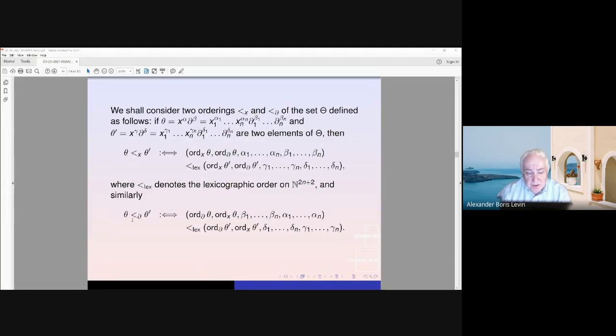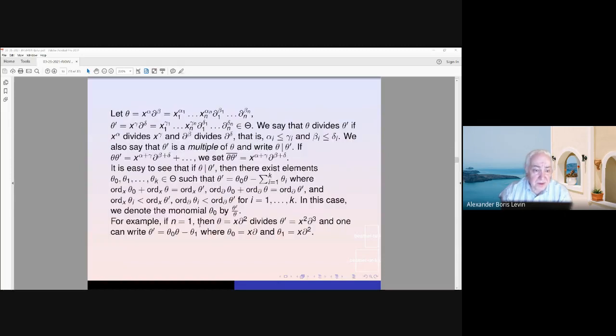Order with respect to D is defined in a similar way, but first you compare orders with respect to D, and then order with respect to X, and then other exponents. And the exponents of D, in this case the exponents of betas, are more important in some sense than exponents of X. They go first. You compare lexicographically. Okay.